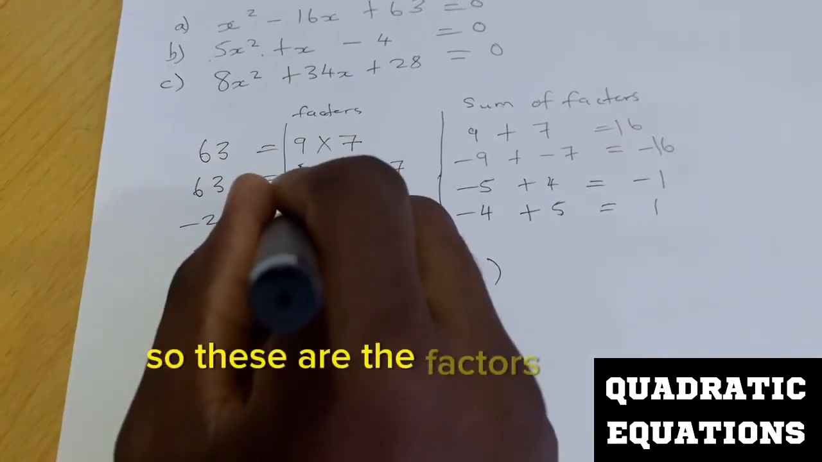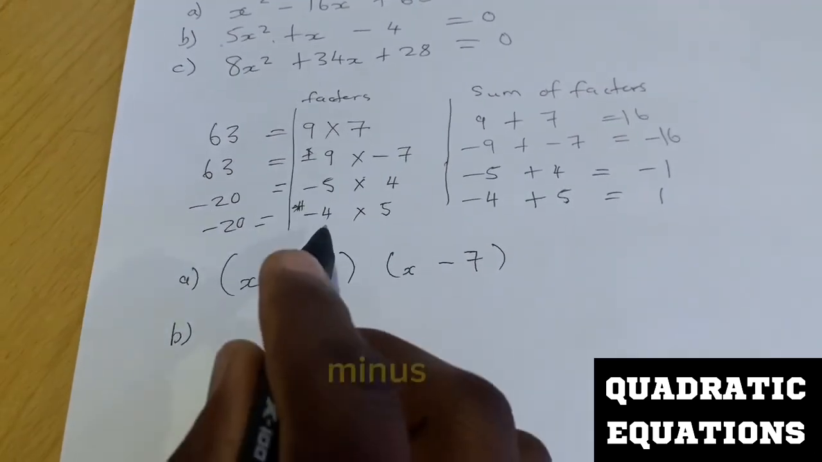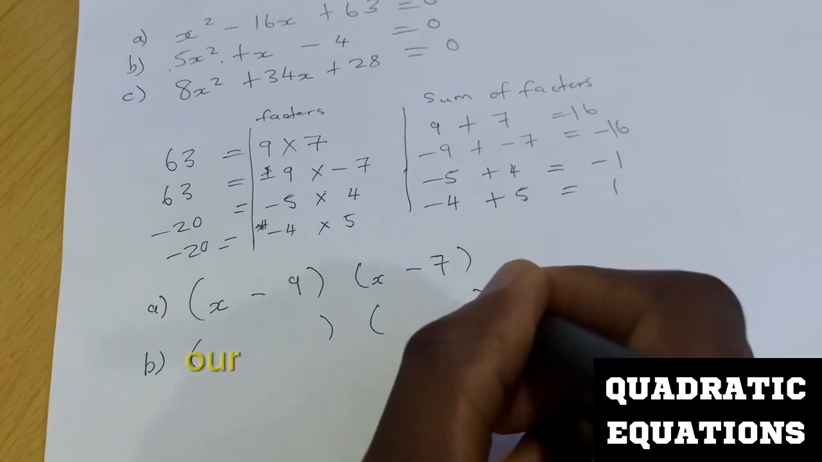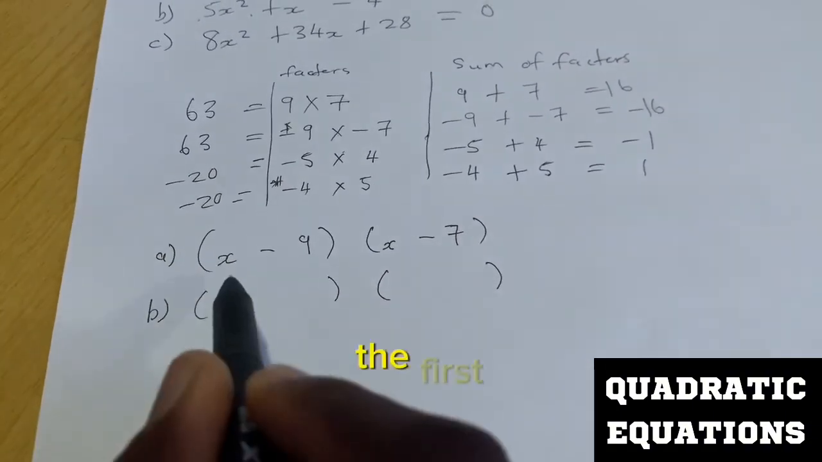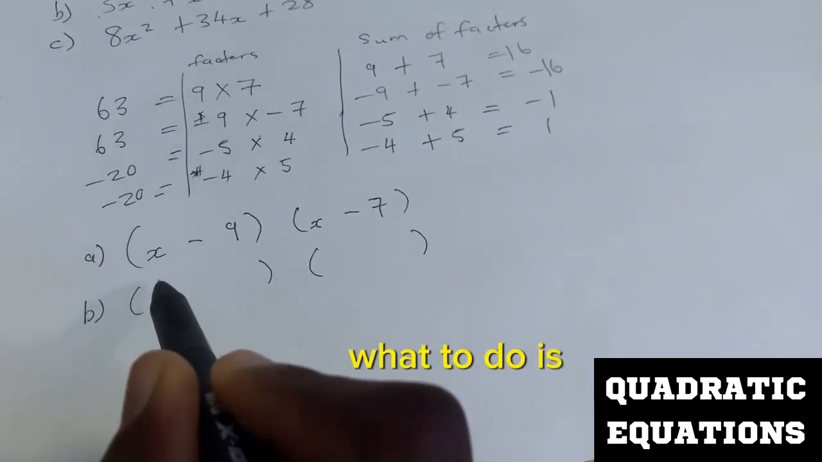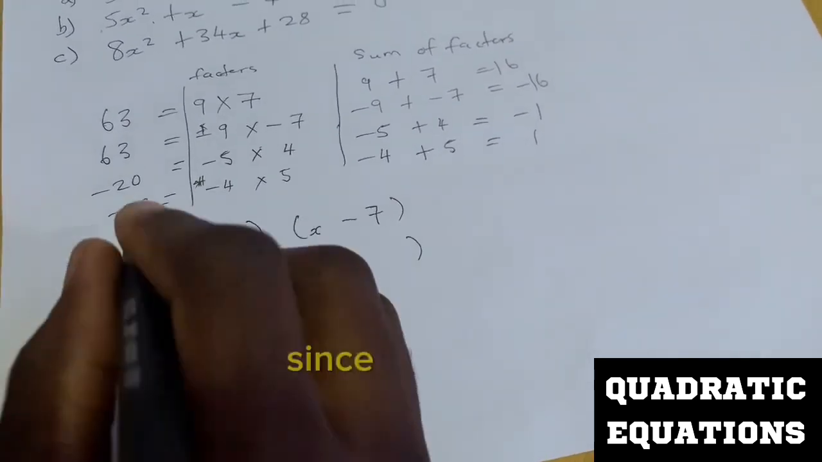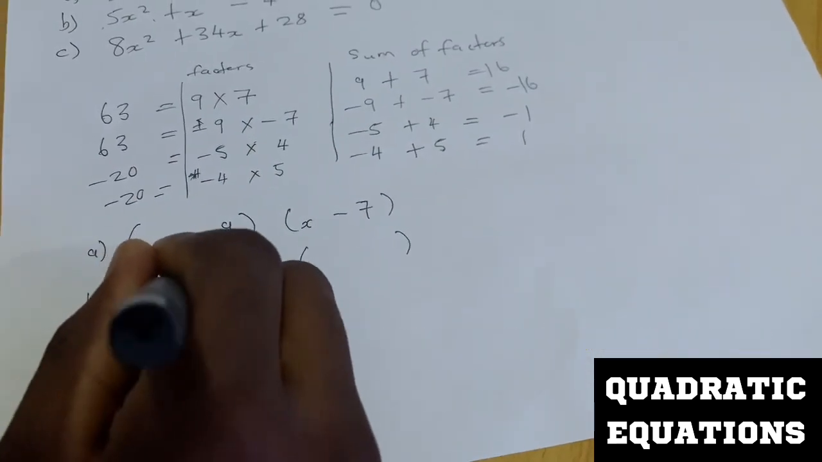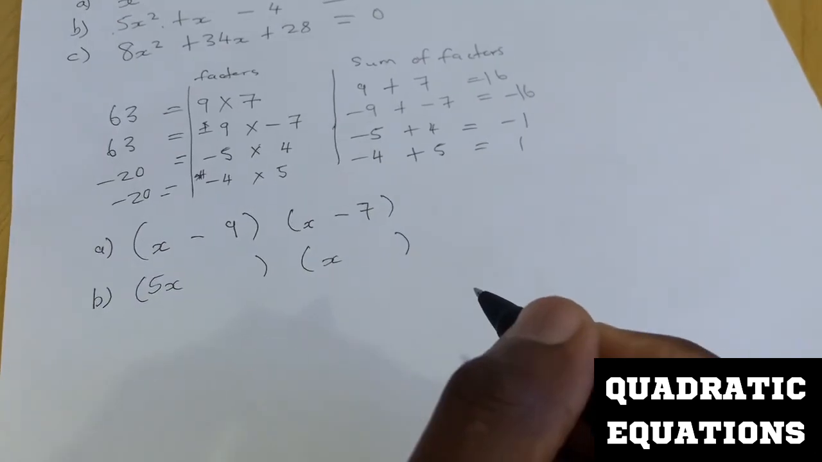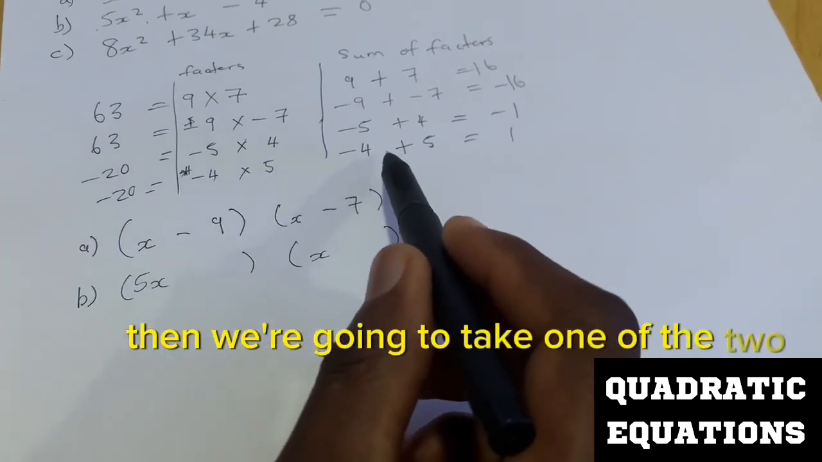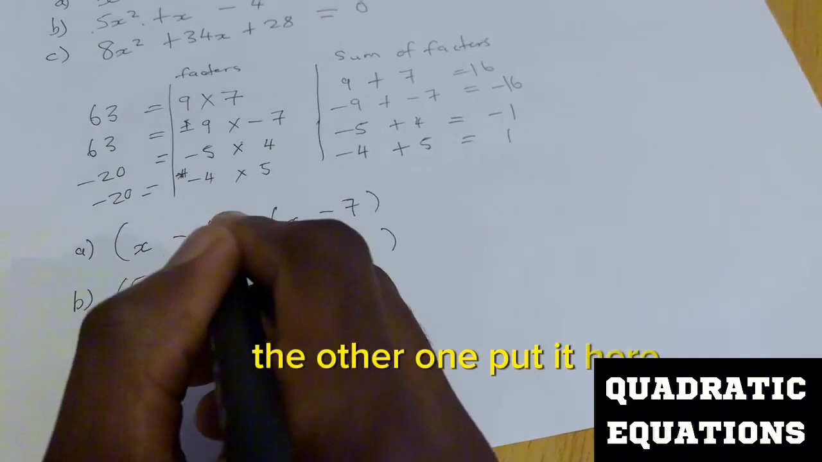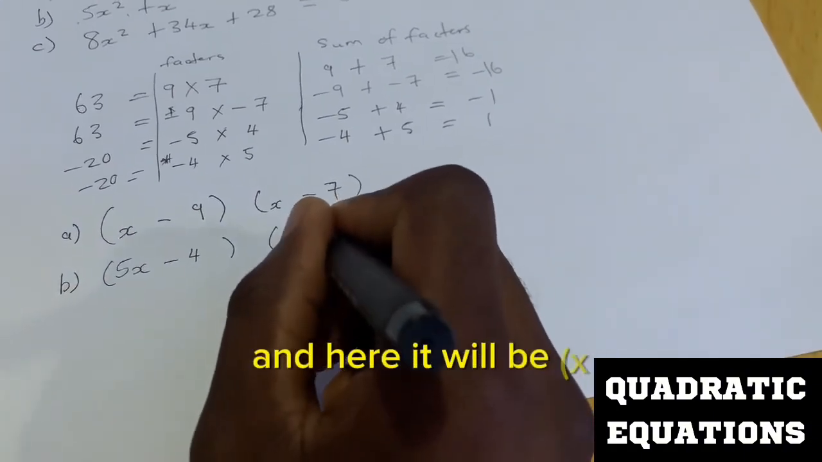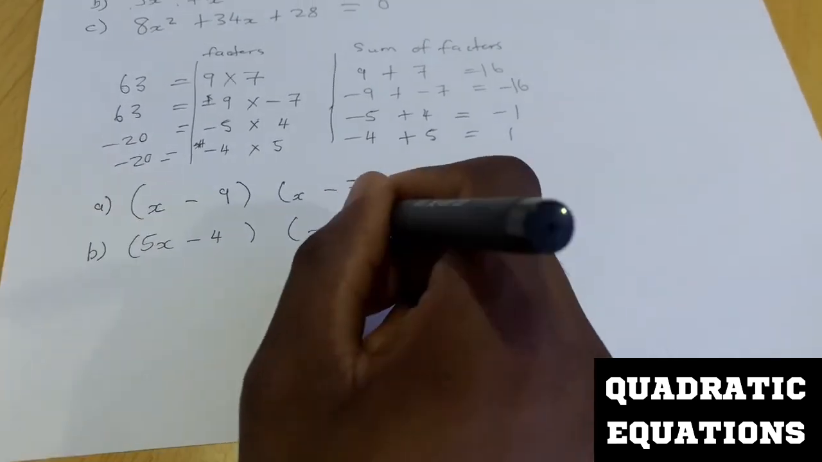So these are the factors that we want, minus 4 and 5. So we're going to form again our brackets to get our solutions. The first one, what we will do is, since our coefficient, there are no factors which can give us 5, it means that one of the factors has to be 5x and then the other one has to be 5. Then we're going to take one of the 2 to put it here, the other one put it here. So it will be 5x minus 4, and here it will be x plus 5 to get our solutions.